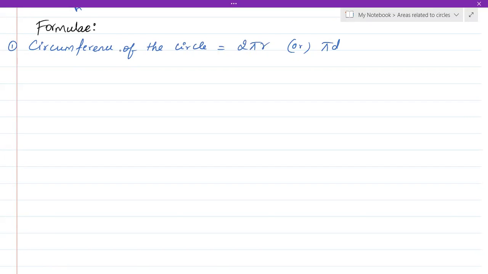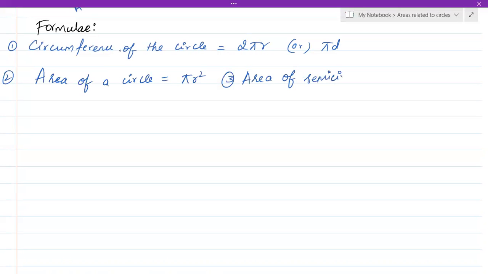So let's come to the next one, area of a circle. Let me write it here. I hope you know the formula. Area of a circle is pi r square. If it is the area of a semicircle, let me write it here. Area of a semicircle will be half, because it's a semicircle, right? So half pi r square.